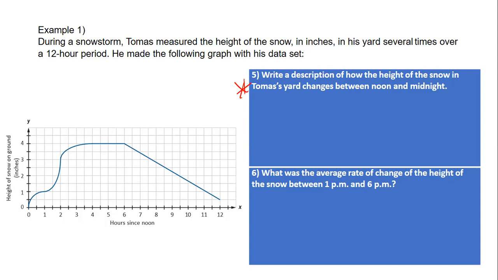Okay, now 6. What was the average rate of change of the height of the snow between 1 p.m. and 6 p.m.? I'm going to let you do this completely by yourself. What is the average rate of change from 1 p.m. to 6 p.m.? Go. Rock it out. Go.